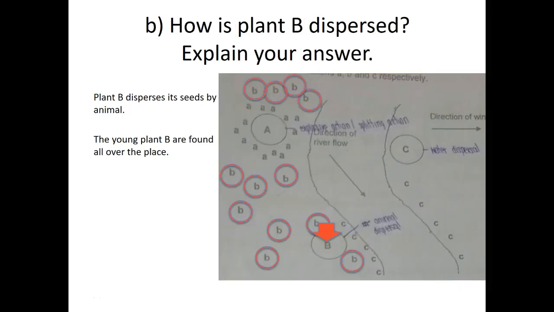And how about plant B? We talked about it earlier. The seed of plant B is dispersed by animal. And how do we know? Because it's found all over the place. Some of you give very good answers. You talk about it's not just along the direction of the flow, or it's not in the direction of the wind. These are good answers. But I think to me, a simple answer is just it's found all over the place with no particular pattern.